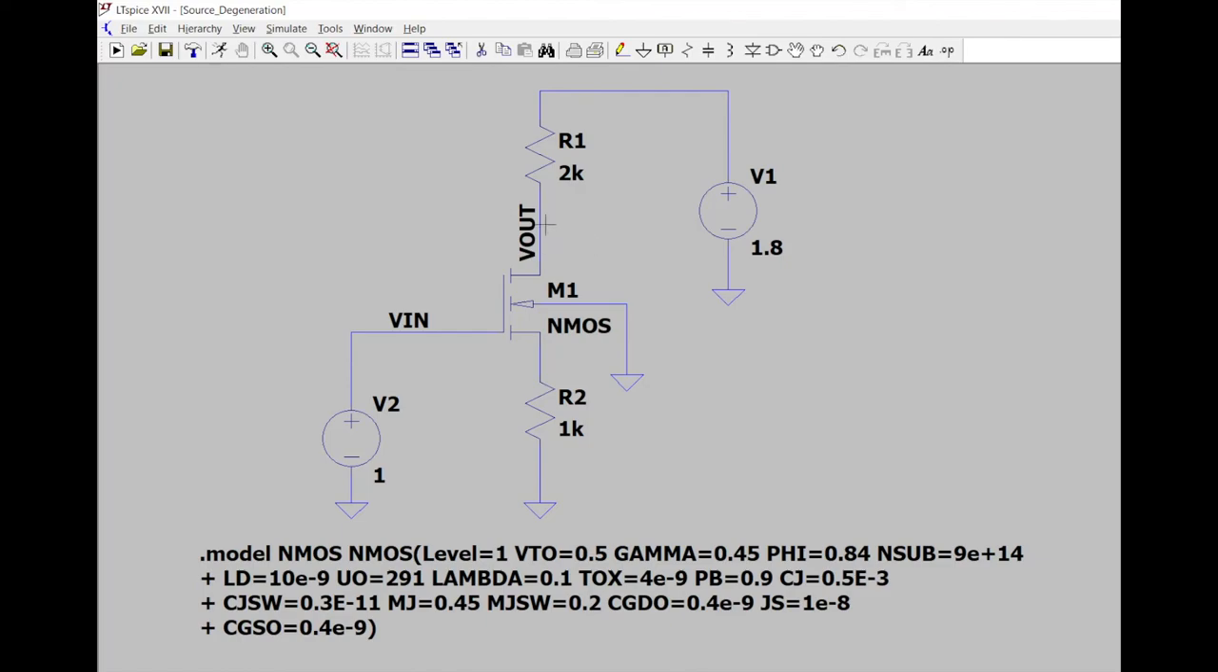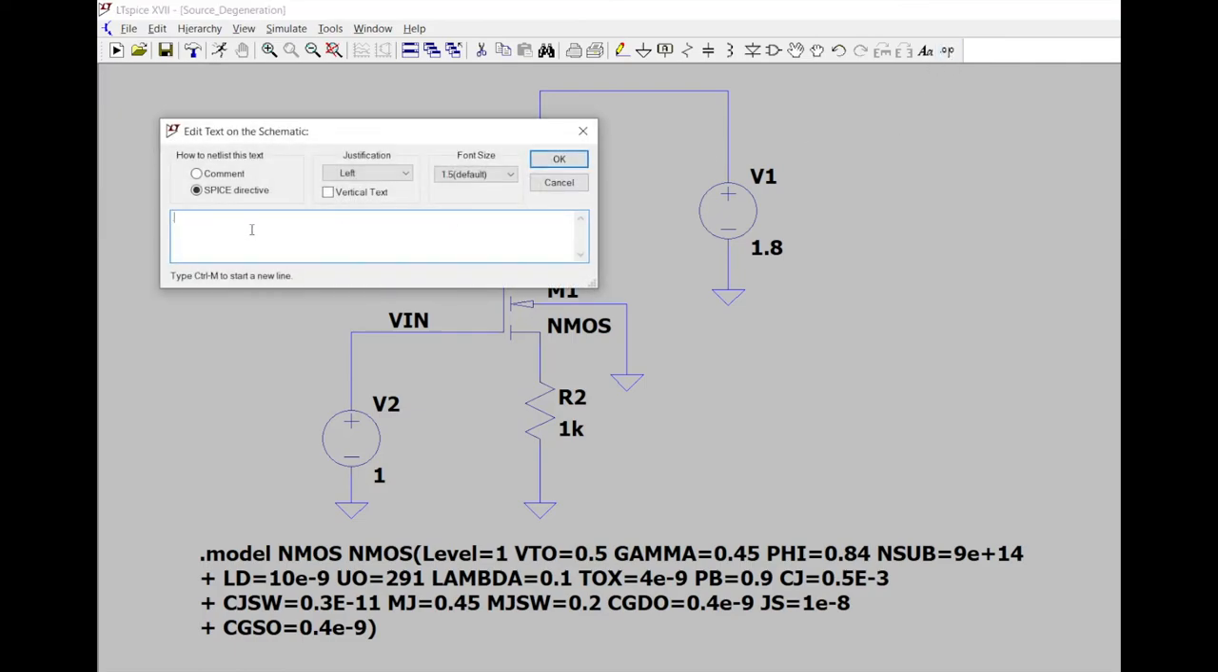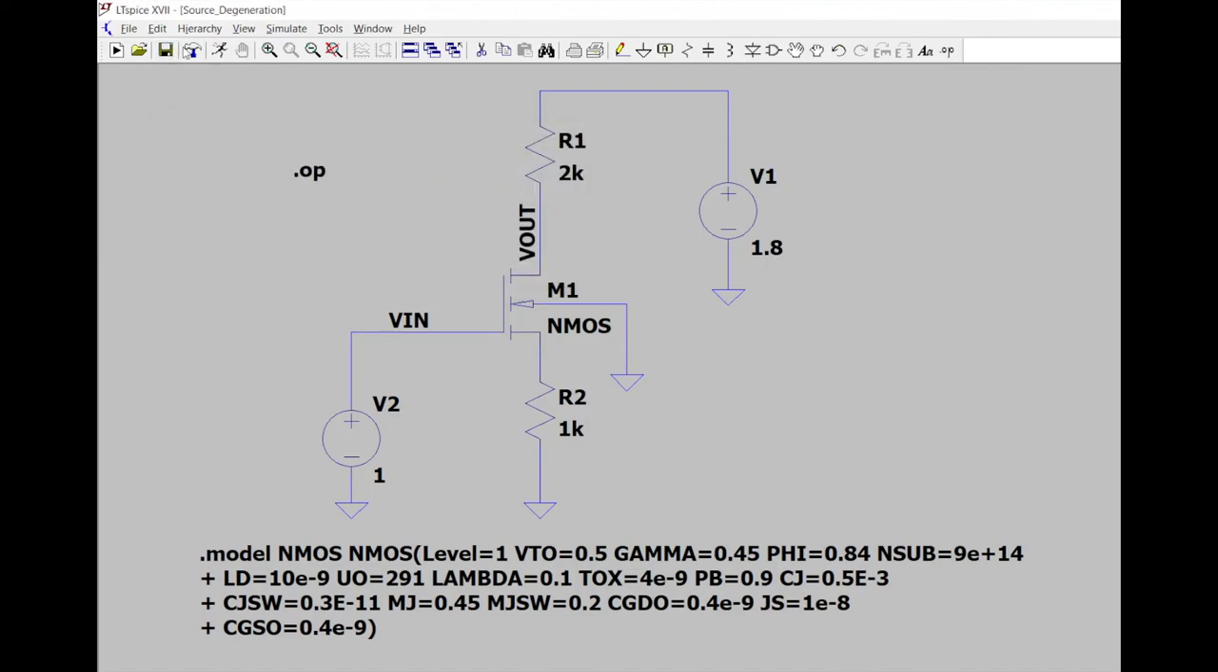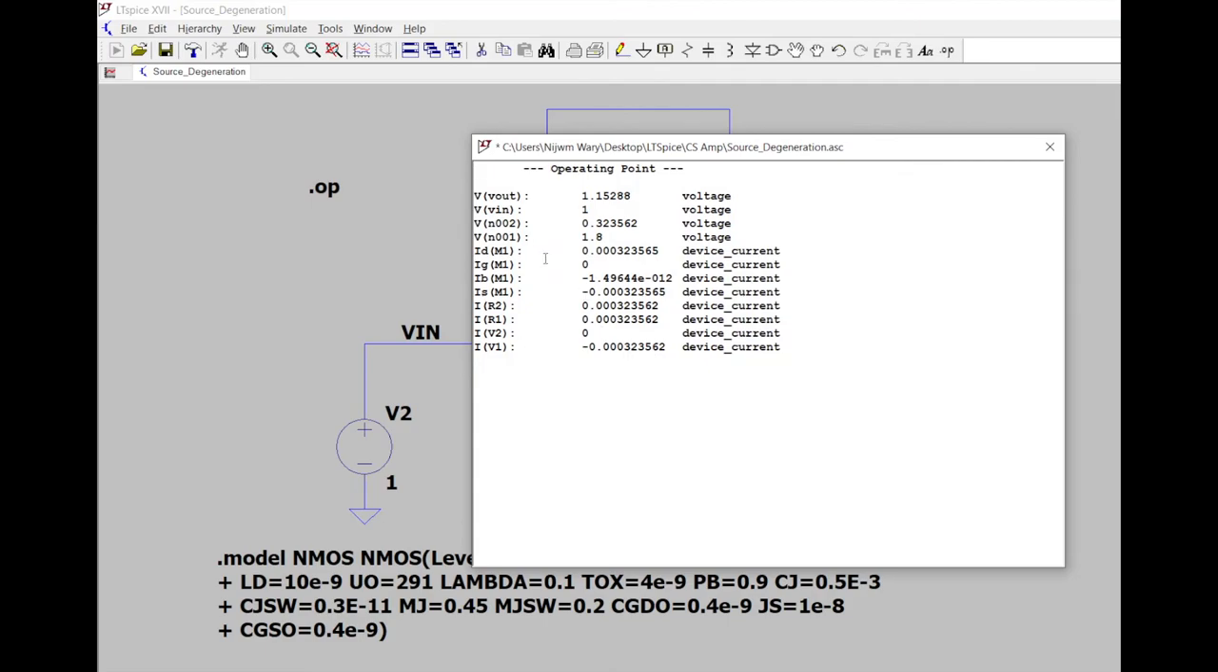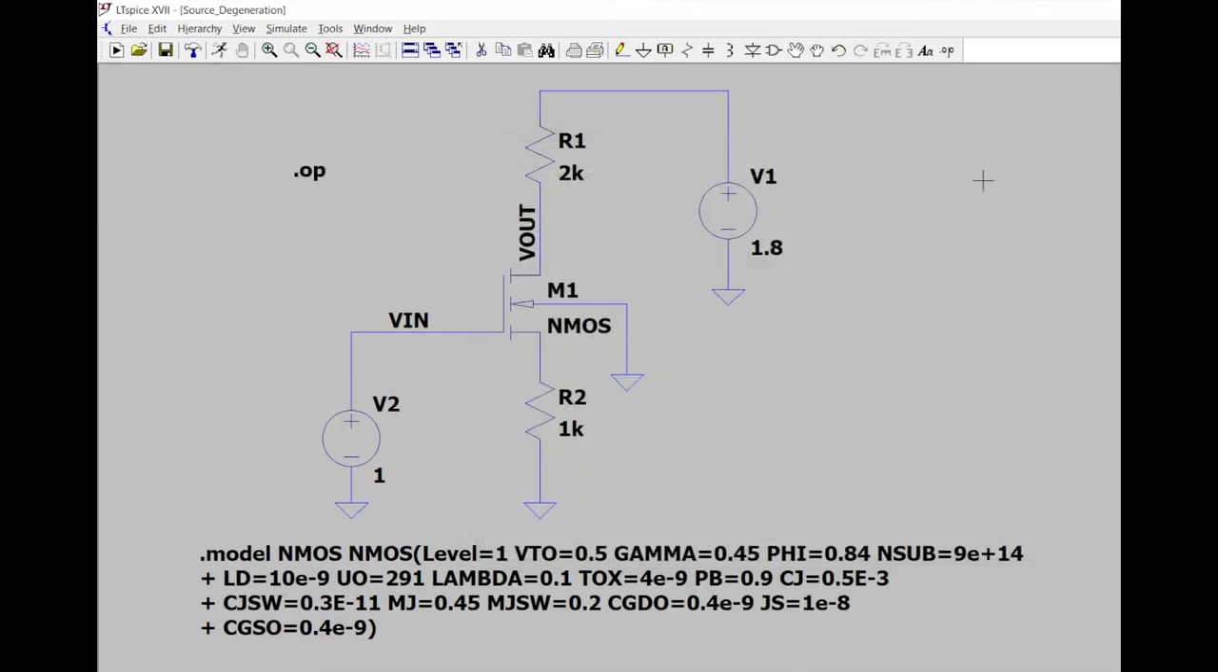So let's do the operating point analysis and find out this DC voltage. The DC voltage is around 1.1 volt. Okay, let's delete this resistance. Now I need to bias this point at 1.1 volt.